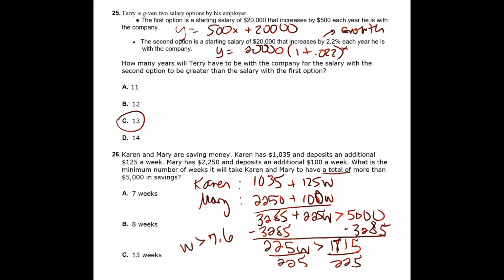So it says, what's the minimum number of weeks it will take Karen and Mary to have a total of more than that? So at 7 weeks, they're not more than, but at 8 weeks, they are. So the answer to 26 is B.